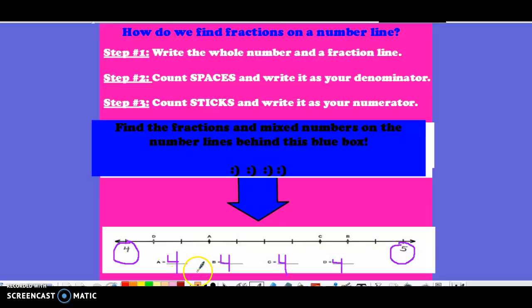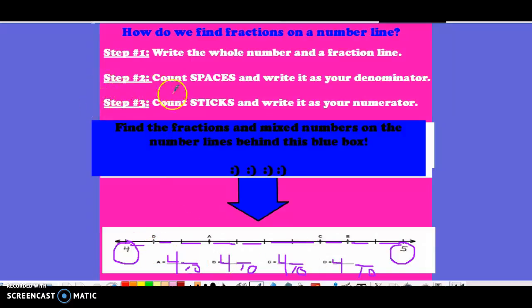So I've written my whole number 4. Step 2 says count the spaces in between these whole numbers. That will become my denominator. 1, 2, 3, 4, 5, 6, 7, 8, 9, and 10. That means on my denominator, I write the number 10. And that goes for every single mixed number in this problem, because the number line isn't changing at all. The number line for A, B, C, and D in this question is going to start at the whole number 4 and go to 5 and have a denominator of 10.